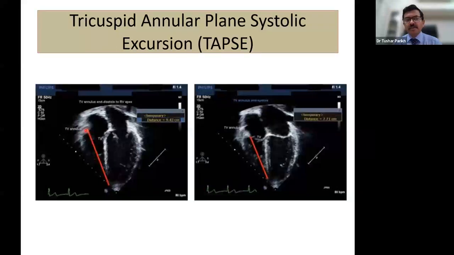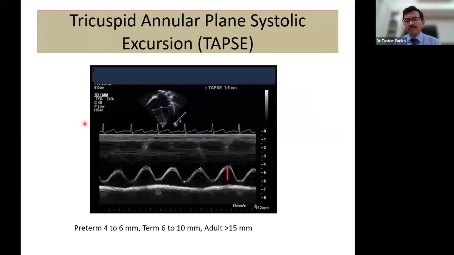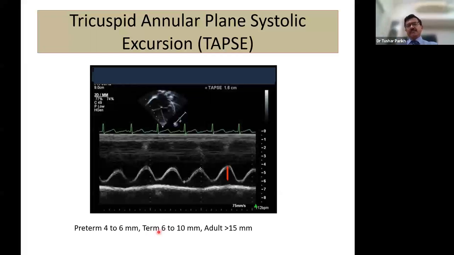So this beam goes to the annulus of the tricuspid wall, and when you press the button, you get a tracing like this. This is the annulus which moves with time, and what we are interested in is calculating this excursion from baseline to the top. This excursion in preterm babies is 4 to 6 millimeters, in full term babies is 6 to 10, and in adults above 15. If you are getting a TAPSE of less than 6 in a full term baby, or less than 4 or 5 in preterm babies, then the right ventricular function is poor.